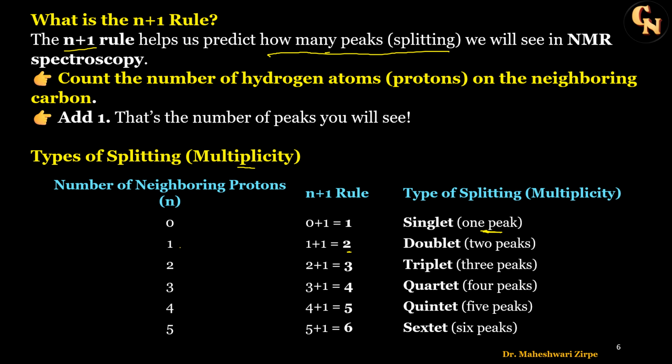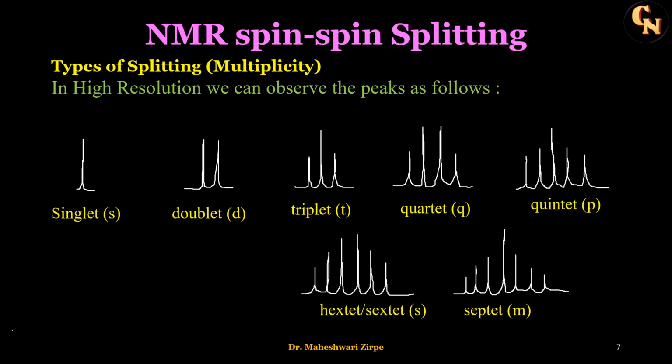And if it is a sextet, or hextet as it is also said, that is 6 peaks, which means 5 neighboring protons are there, 5 plus 1 is 6, and so on, you can go on. Okay, so this is how the splitting takes place, and the names are given for the types of splittings: singlet, doublet, triplet, quartet, and so on. So let us see the NMR spin coupling or splitting.